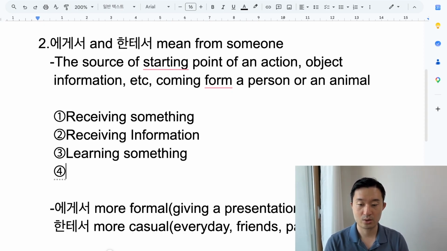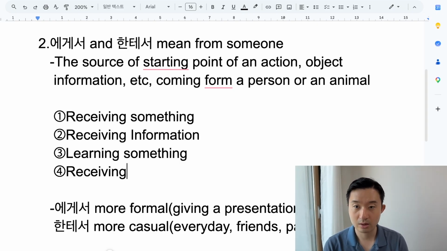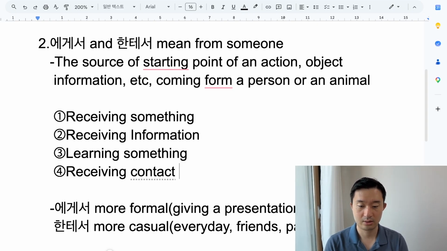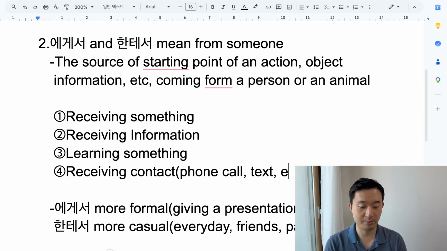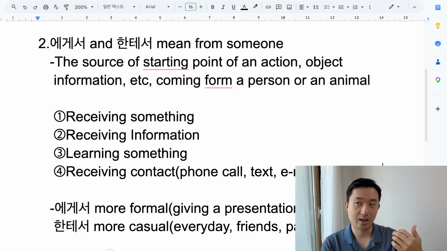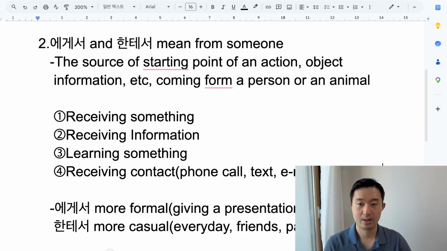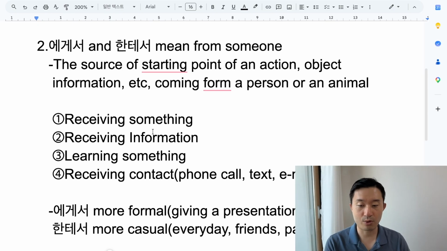And the next one is when you're receiving contact. Contact means a phone call, text, or email, like a message. For any type of this, we say, I got a phone call, I got a text message from someone. So I think these four would be the useful ones. Let me give you examples.